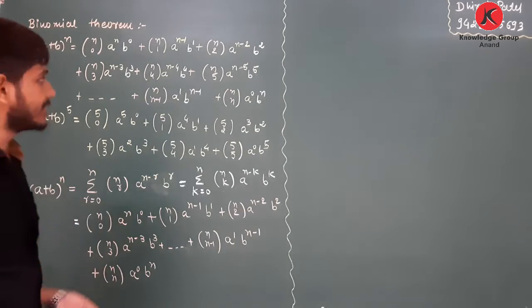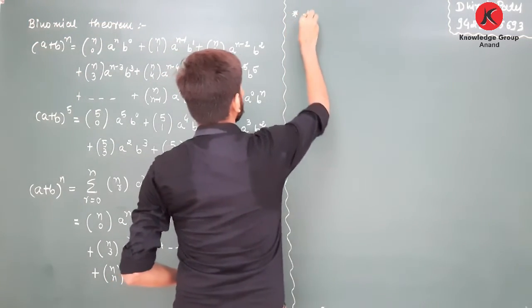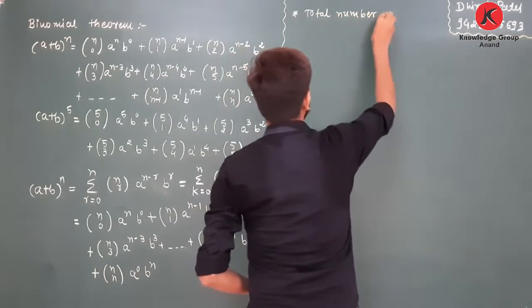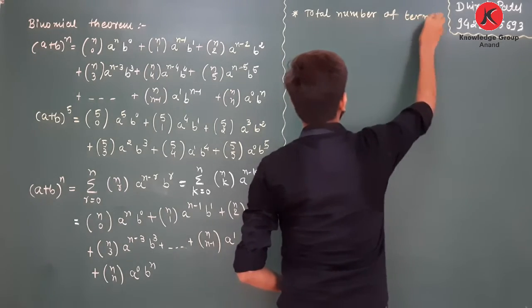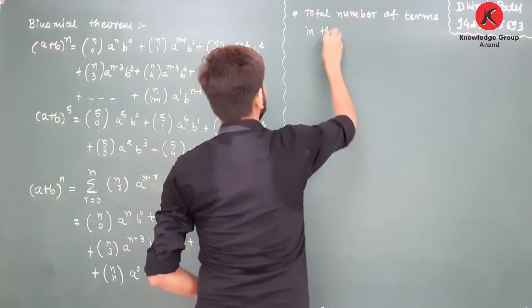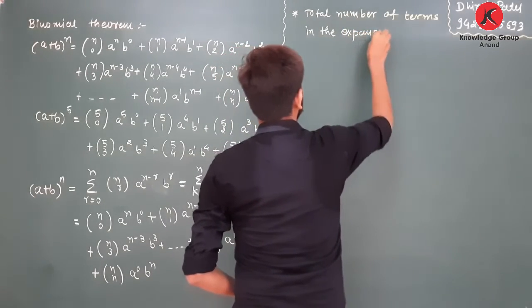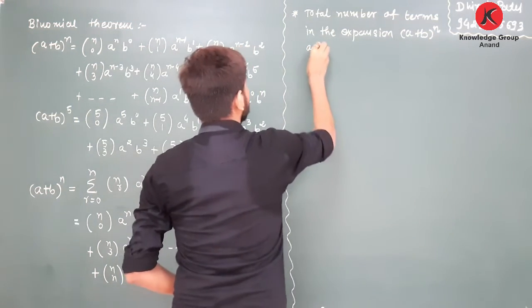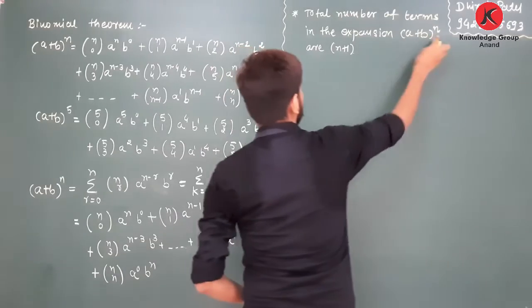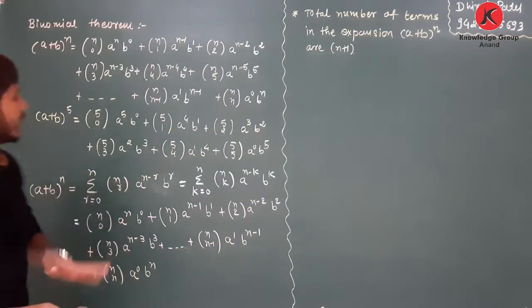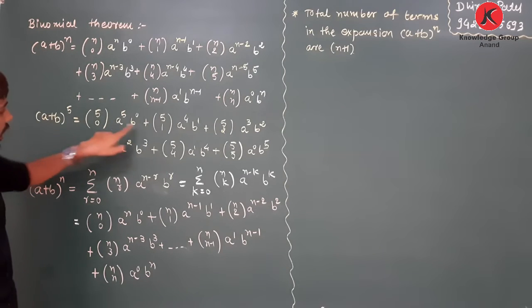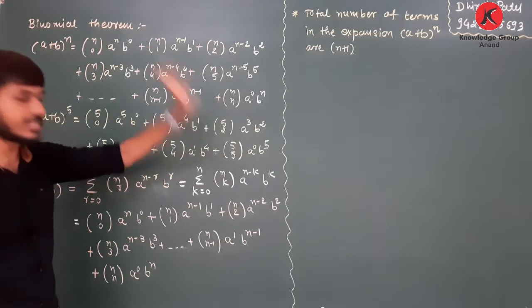Now, one observation is the total number of terms in the expansion of (a + b)^n are n + 1, one term more than the index. Suppose we expand (a + b)^5, then we will get the total number of terms equal to 6 here: 1, 2, 3, 4, 5 and 6 terms are there.